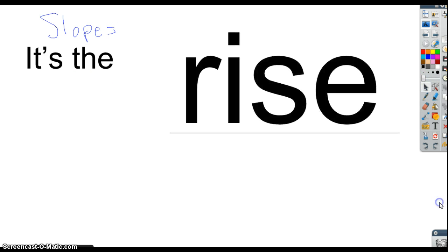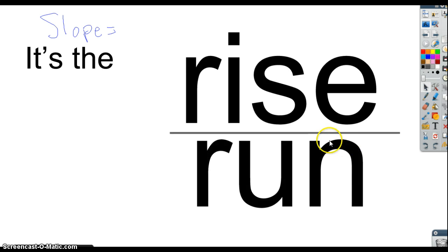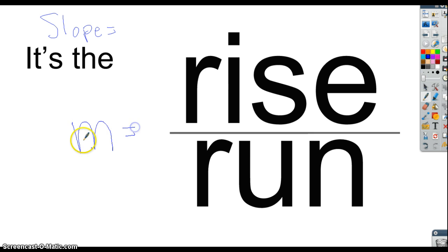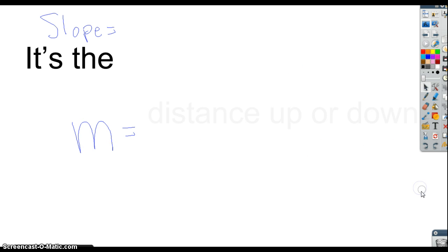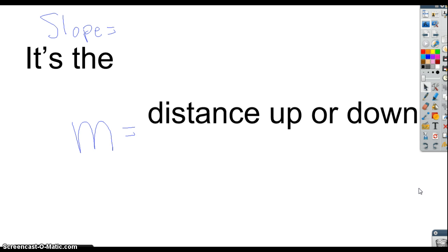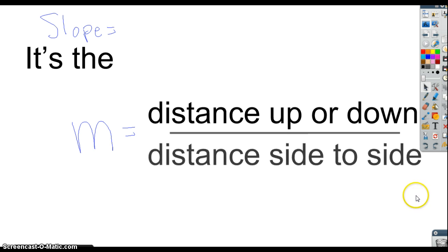Slope is the rise over the run. And when I say over, I mean divided by. So I mean the rise divided by the run. And the letter that I'm using for slope here is M. Okay, so slope is the rise over the run. We also need to define rise and run. So rise is the distance up or down.